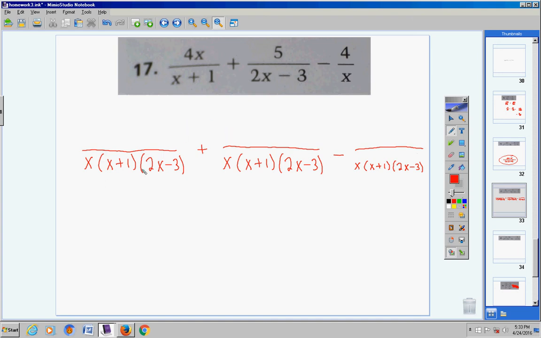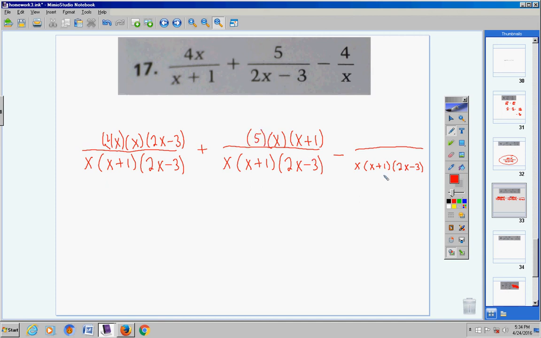What do I have extra here that I don't have here? Well, it would be an x and a 2x negative 3. So an x, a 2x negative 3. And then bring down your numerator, 4x. Now let's come over here. What do I have extra here that I don't have here? Well, it would be x and x plus 1. So I'm going to put an x and then an x plus 1, and then bring down my positive 5.